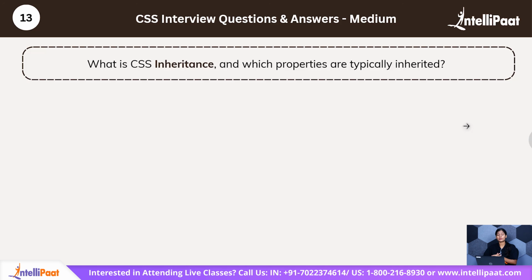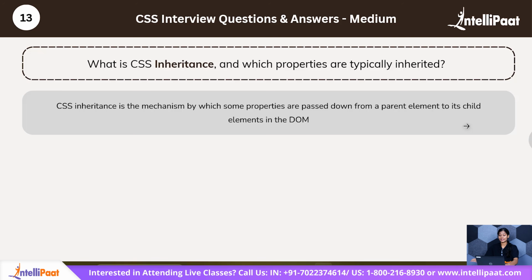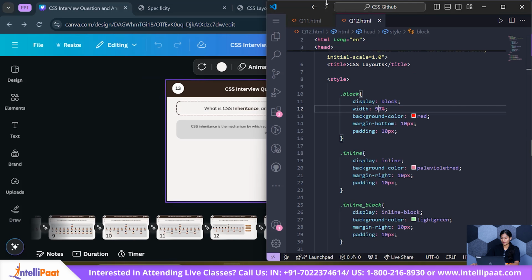Now, the child element doesn't inherit every single thing from the parents. It only inherits certain things like the font size, the font family, the font color. Or if I were to look at the proper definition, CSS inheritance is a mechanism by which some properties are passed down from the parent elements to its child elements in the DOM. Let's see how this works with the help of the code.